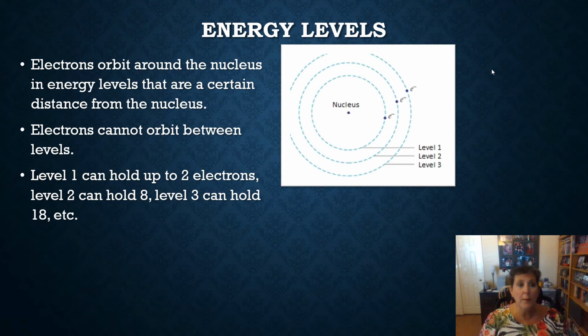Level 1 can hold up to 2 electrons. Level 2 can hold 8, level 3 can hold 18, and it just keeps going. So the important thing from this slide is that electrons go around the nucleus in levels.